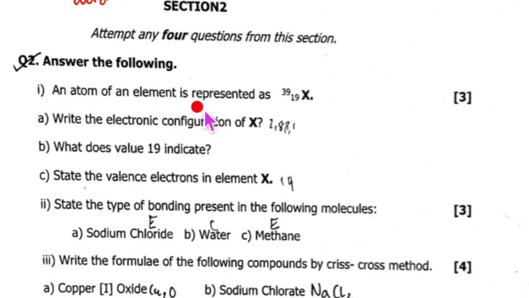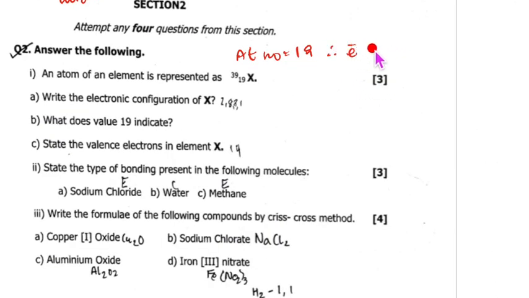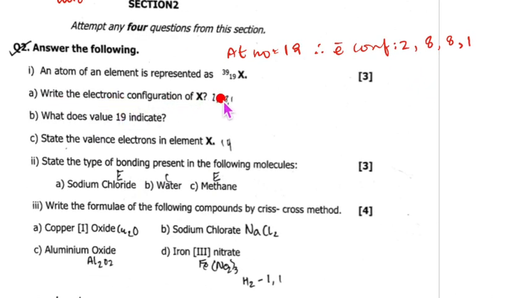Answer the following. An atom of an element is represented as X 39 19. So it will have atomic number equal to 19, and therefore the electronic configuration is going to be 2, 8, 8, 1. Write the electronic configuration of X. So our A answer will be 2, 8, 8, 1. Our B part. What does the value 19 indicate? It is the atomic number. So we will say it is the atomic number.